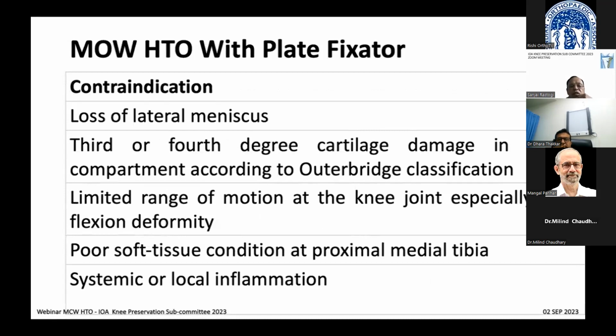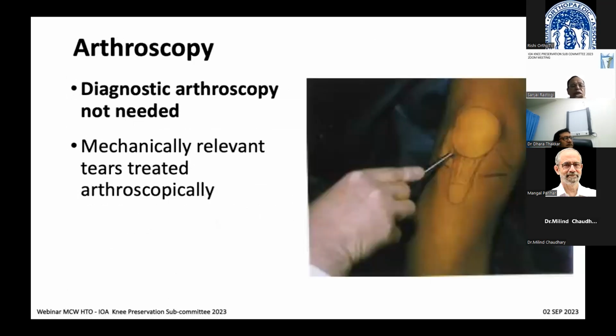The cartilage damage on the lateral side is grade 3-4. There is limited range of motion, or the flexion deformity is more than 20 degrees. The soft tissues in the proximal tibia on the medial side are not good, or there is systemic and local inflammation. Per se, arthroscopy is not needed. It is only indicated when there are mechanical issues, because arthroscopy per se leads to deterioration of osteoarthritis of the knee.